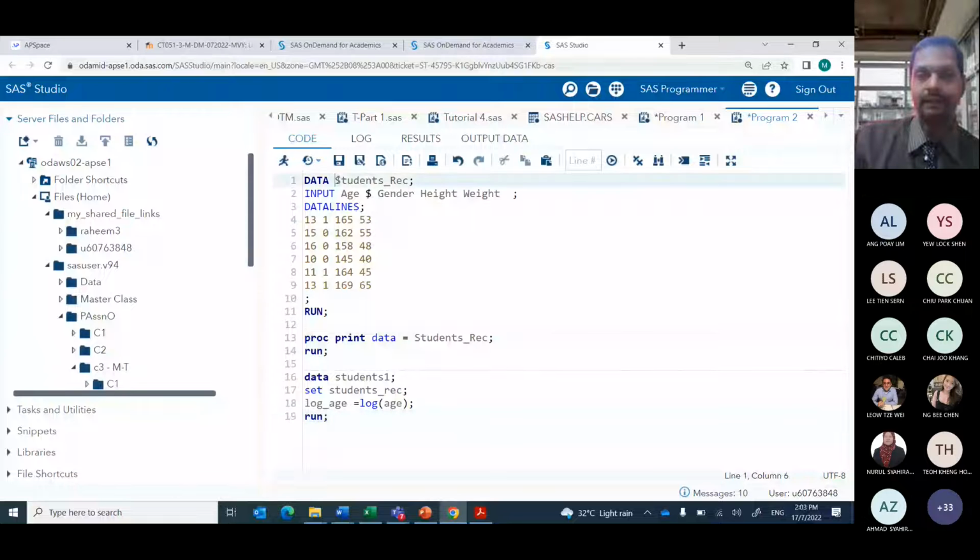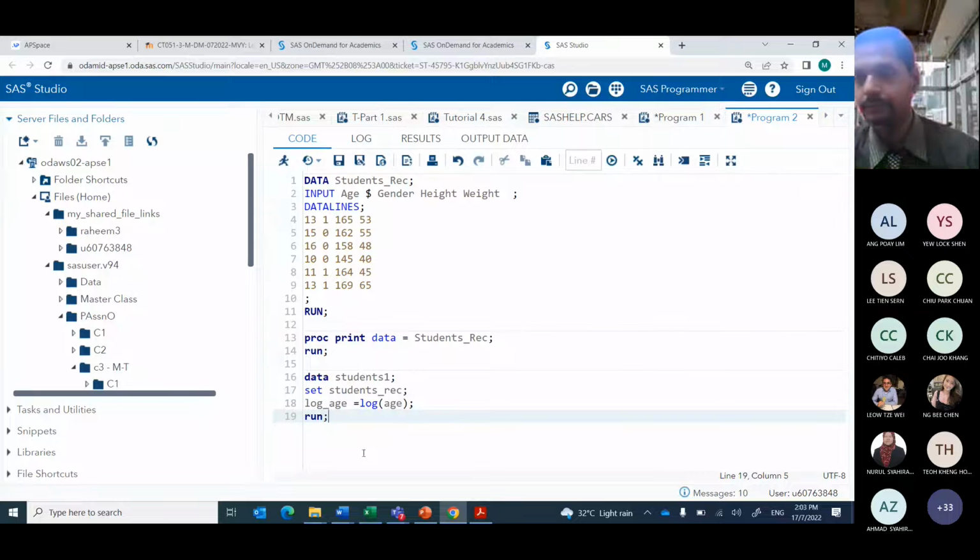the data that we already created, right? So this data will already be populated in this student1 along with the particular log age, right? So everybody getting this? Okay, good.